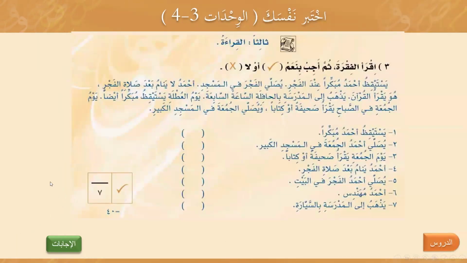اختبر نفسك الوحدات الثالثة والرابعة, and this is going to be your last question. It's a long question, but you have to make sure that you read it. And then it says القراءة, reading. اقرأ الفقرة, read the paragraph. فقرة with قاف means paragraph, and with كاف it means the idea. ثم أجب بنعم, then give the answer by نعم, by yes, أو لا, that means by X.